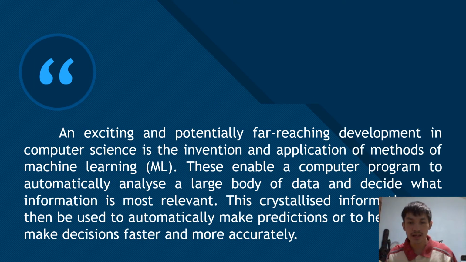An exciting and potentially far-reaching development in computer science is the invention and application of methods of machine learning, ML. This enables a computer program to automatically analyze a large body of data and decide what information is most relevant. The crystallized information can then be used to automatically make predictions or to make decisions faster and more accurately.